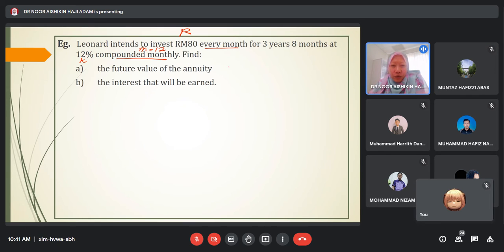Can you find the future value? What is the future value? S. Interest that will be earned. I. Okay. Let's just look at how to find S first. Just put it into the formula, you have R. 3 years, 8 months is T. But from T, later on, it will help you to find N. Okay? M equals 12.